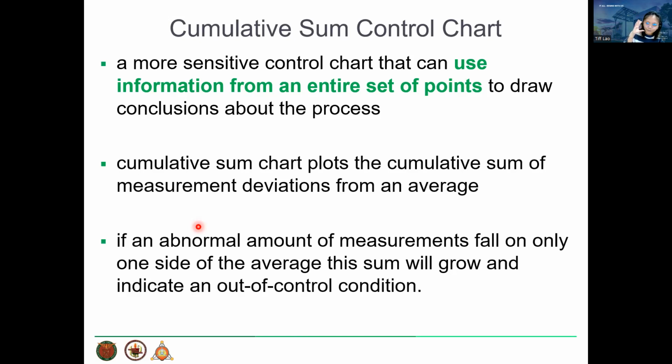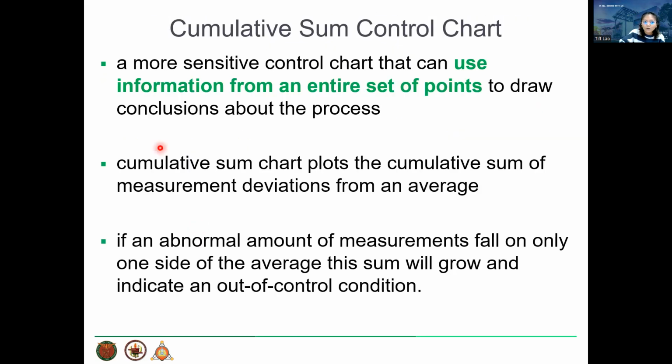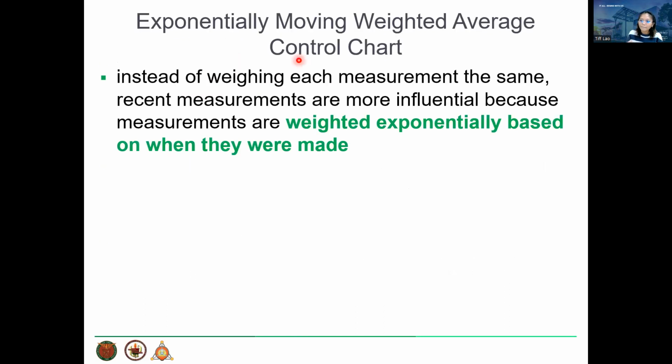Okay, so yun yung thought idea dito sa cumulative sum control chart. Dito naman, sa exponentially moving weighted average control chart, it is similar to cumulative sum control chart. Yung difference lang niya ay nagbibigay ka ng weight per X value, per independent variable or per day.